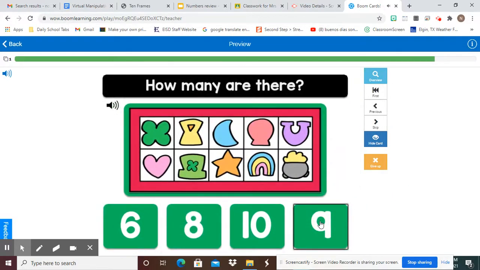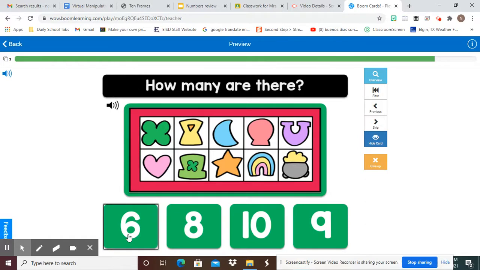How many are there here? Do you remember what I told you? When the 10 frame is all filled up, what number is it? You don't even have to count them. When the 10 frame is full, it means that it has 10. If you don't believe me, let's count. 1, 2, 3, 4, 5, 6, 7, 8, 9, 10.